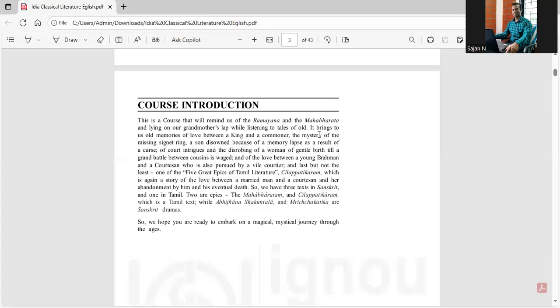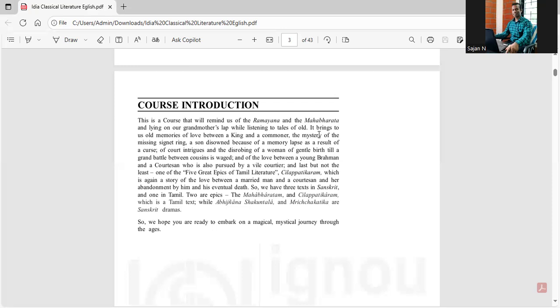So Abhignana Shakuntala we are going to study. You should know some of the characters in the story. Number one is Shakuntala. She is the adopted daughter of Sage Kanva.